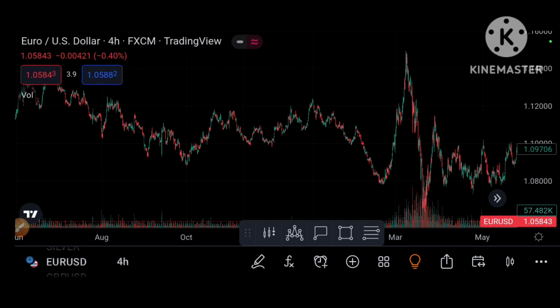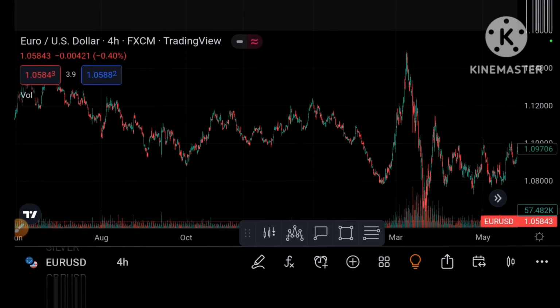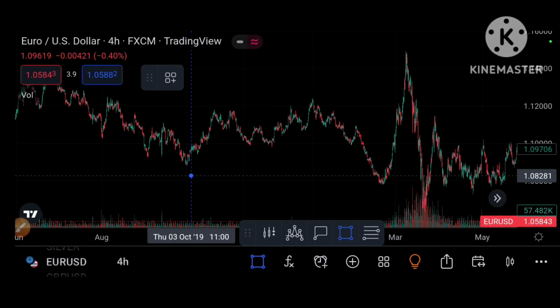And today we'll be talking about three of the most important candlestick patterns. First of all, before we start with the candlestick patterns, we need to understand how the charts actually work and how to identify a trend. We need to be able to identify a trend. Let me give you one example.